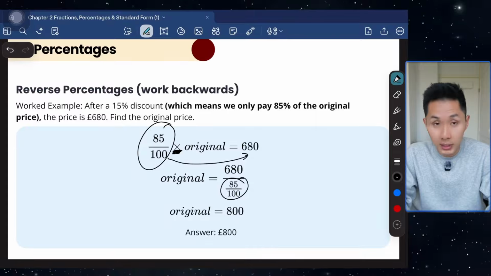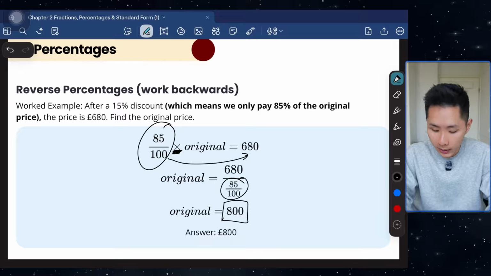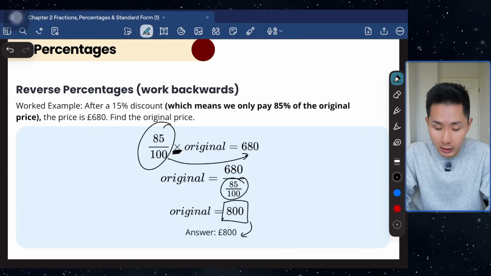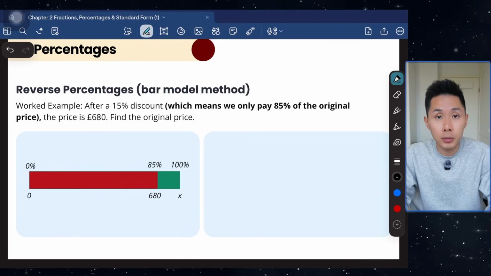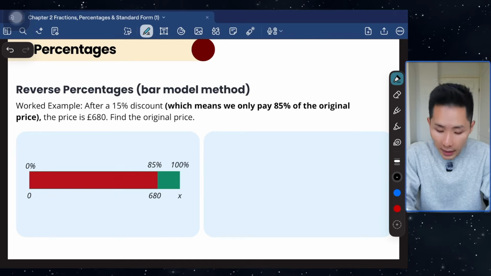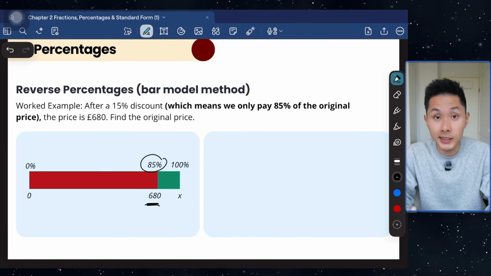If you plug everything into the calculator, you can figure out the value of the original price. So that's reverse percentage. If this method doesn't feel comfortable to you, you can also use the bar model method. The same question, again, we have a 15% discount, so after the discount, the final price is 680.